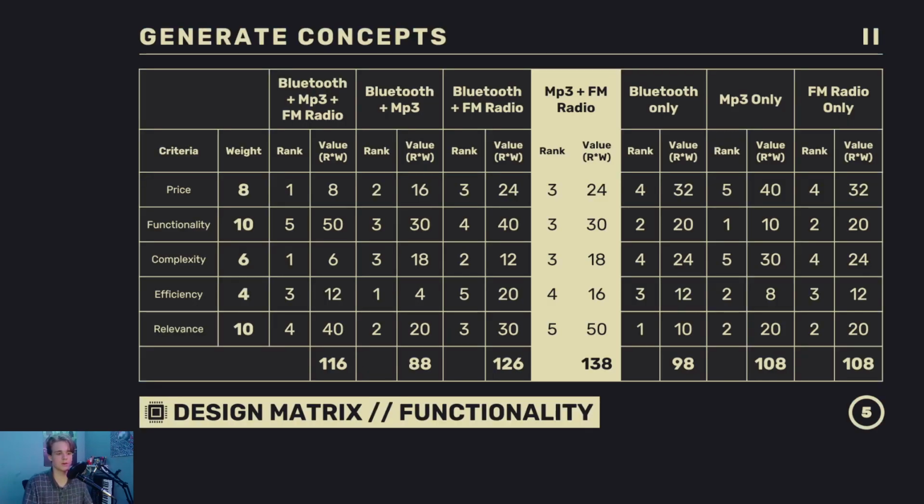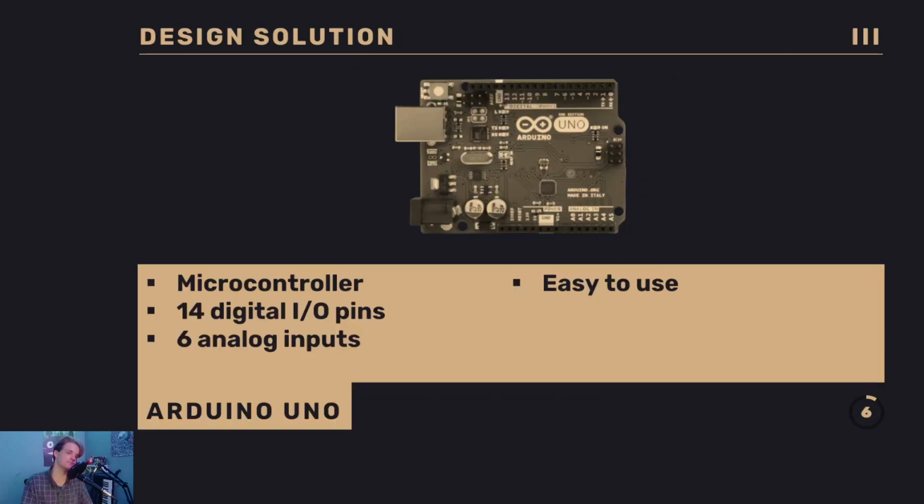Okay, so this is the design matrix I had. This is the only thing to generate concepts. This is for functionality. So I went through all my different options, Bluetooth, MP3, FM radio, and different combinations of that. And eventually, based on assigning ranks and multiplying them by a certain amount to get a summed up value, I figured out my best choice was the MP3 and FM radio combination, which was 138 points in total. It won over everything else, so that's what I based the rest of my design off of.